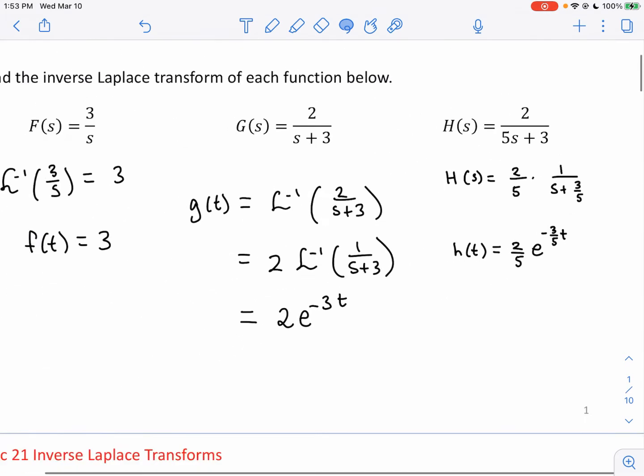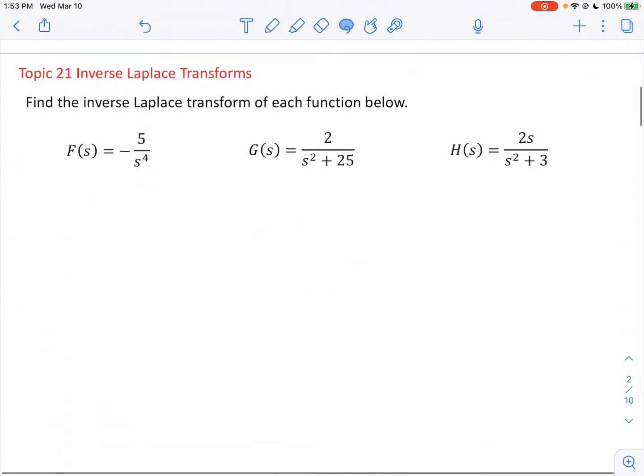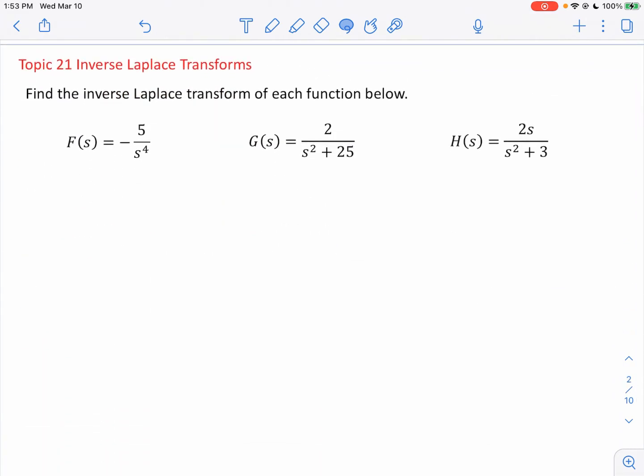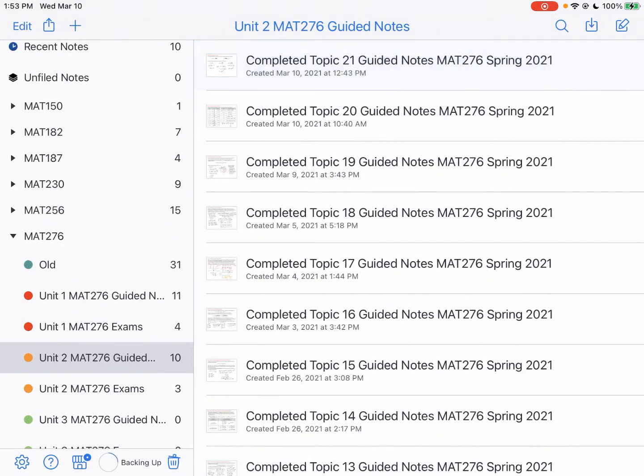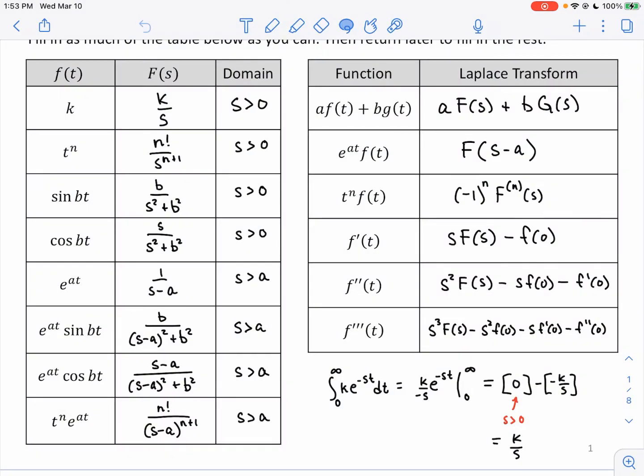Okay, let's go to the next slide and get some more practice. This will get progressively more complicated as we go. So in this case here, capital F of s is negative 5 over s to the 4th. So let's refer back to our table. And do you see anything here where you have a power of s in a denominator? The one that jumps out to me is right here. We have an s to the 4th in the denominator, so you ask yourself, first of all, what's the n? So that s to the n plus 1 will really just be s to the 4th. And you deduce that n has to be 3.